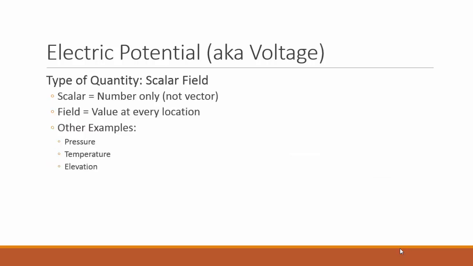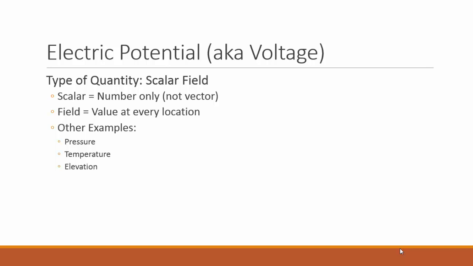Now, we want to first talk about the type of thing that electric potential is. Electric potential is a scalar field. Scalar means that it's just a number. Unlike the electric field, it has no direction associated with it. Just a single number. It can be a positive number, it can be a negative number, but it's just a number, just like energy is a number. And the fact that it's a field means there's a value at every single location.